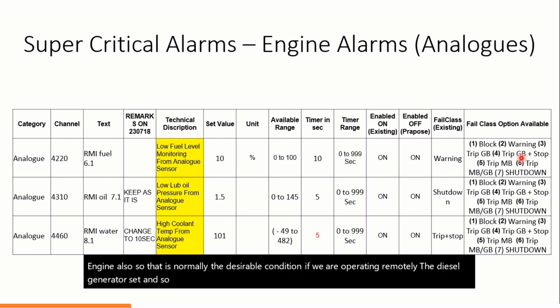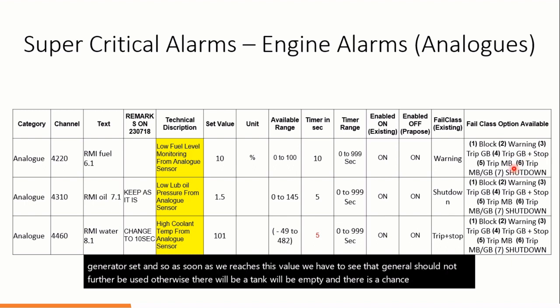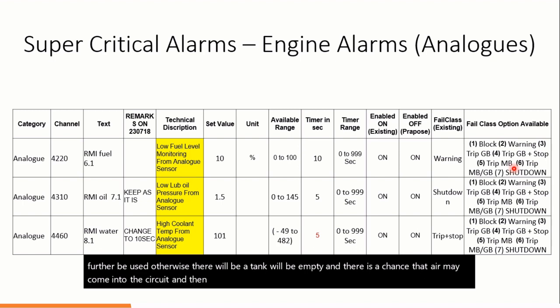That is normally the desirable condition if we are operating the diesel generator set remotely. As soon as we reach this value, we have to see that the generator should not be used further, otherwise the tank will be empty and there is a chance that air may come into the circuit, and then it creates additional problems.